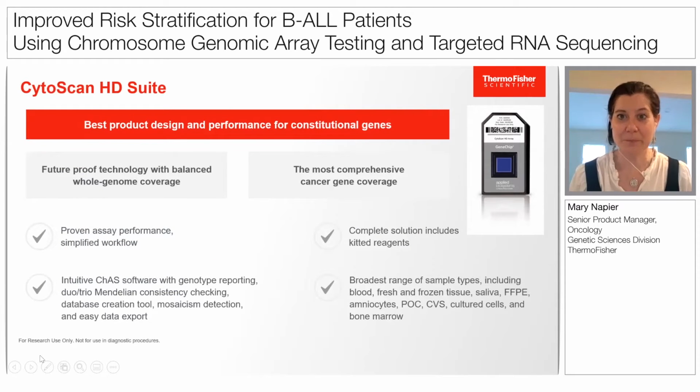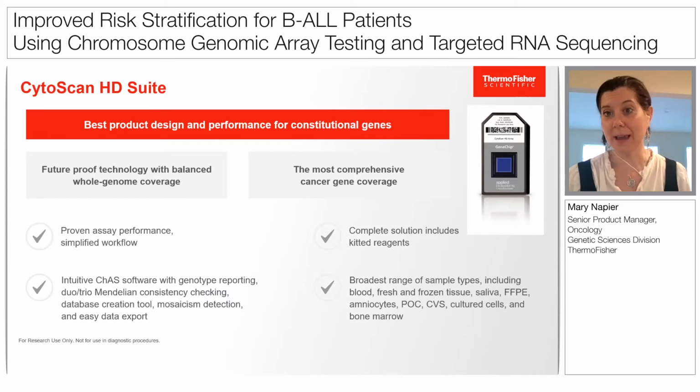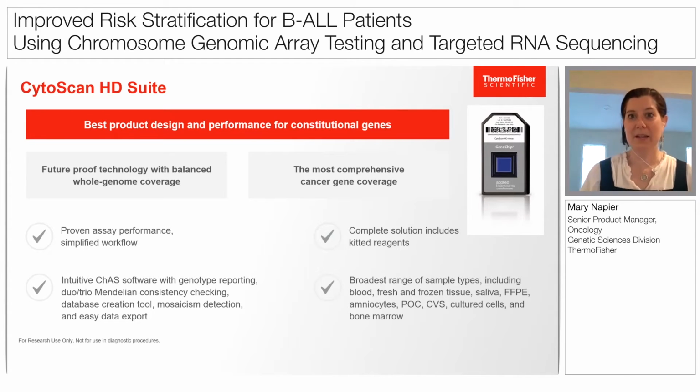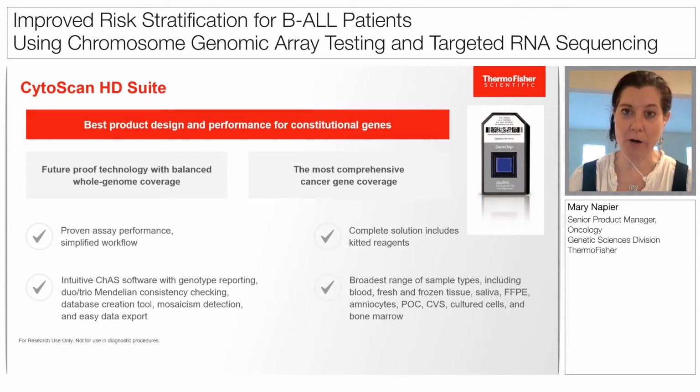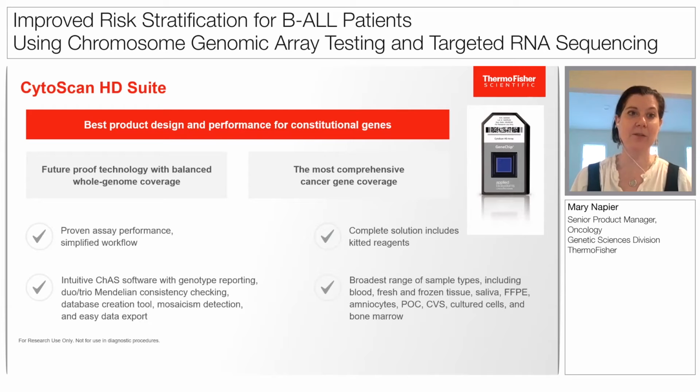Today, Dr. Fang will be speaking about her use of Cytoscan. And here is the Cytoscan chip. It's a great chip. It's actually on guidelines for heme cancers. They feel it's future-proof technology with balanced copy number as well as whole genome coverage. And of course, it can be used across a wide range of sample types, from blood, fresh frozen tissues, saliva, FFPE.